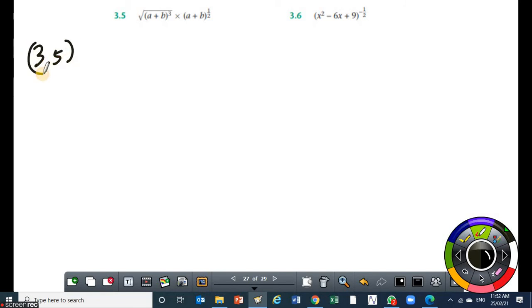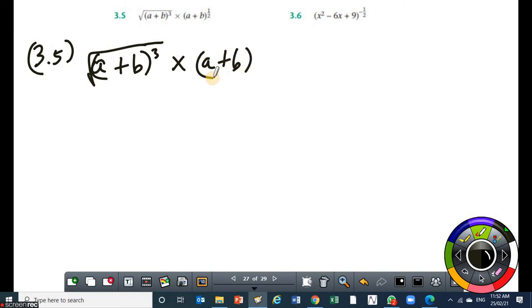Okay, 3.5. It requires you to use your knowledge of your laws of exponents together with the rational exponents knowledge as well. So I'm going to rewrite the question. It's the square root of a plus b all cubed times a plus b raised to the power of a half. Okay? You following this? Now, this question, there's more than one way of doing it, but I'm going to do it this way.